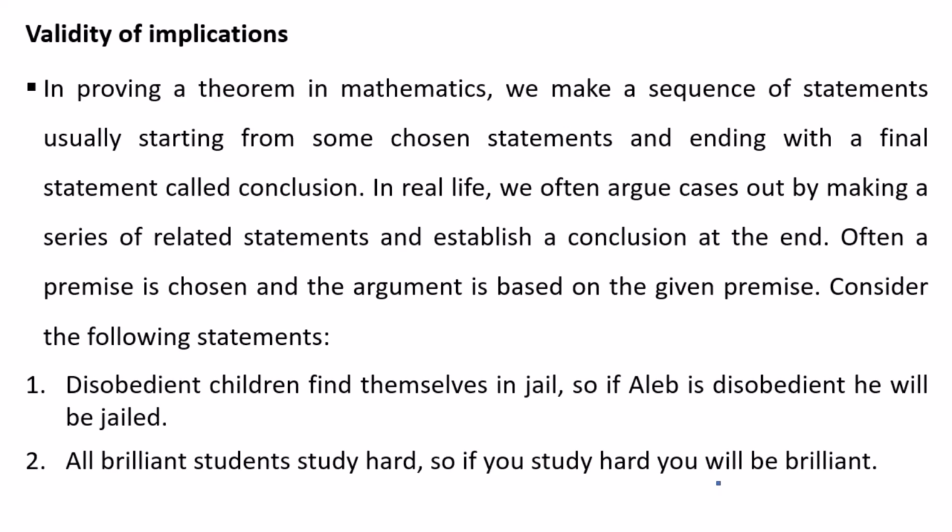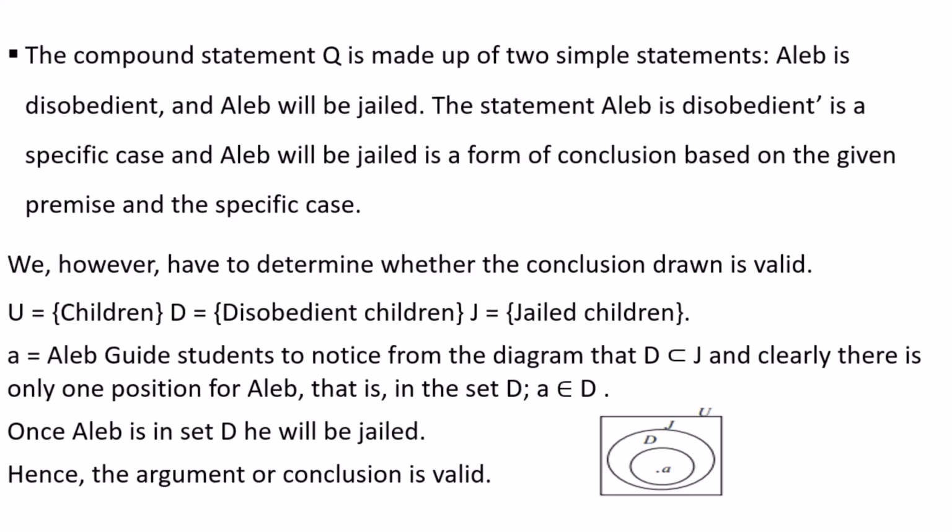So let's look at them. This compound statement Q is made up of two simple statements: Alec is disobedient, Alec will be jailed. The statement Alec is disobedient is a specific case, and Alec will be jailed is a conclusion based on the given premises and the specific case. However, we have to determine whether the conclusion drawn is valid or not.